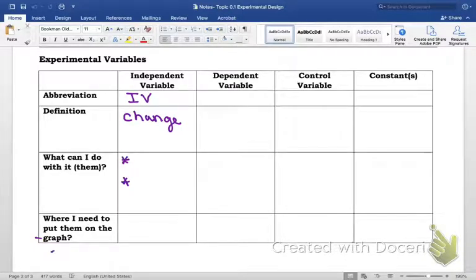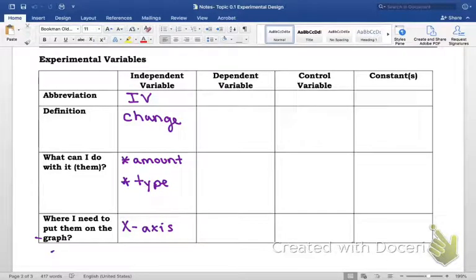You can change your amount, or you can change type. So you can change the amount of water a plant receives, or you could change the type of fertilizer a plant receives. So that's two different ways that you can change something intentionally in an experiment. So when it comes to where in the world do we graph these, when we put this onto a graph, the independent variable is always your x-axis.